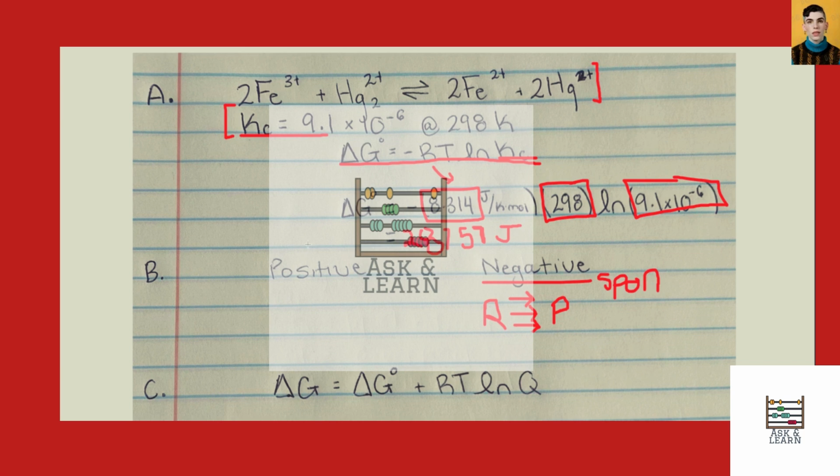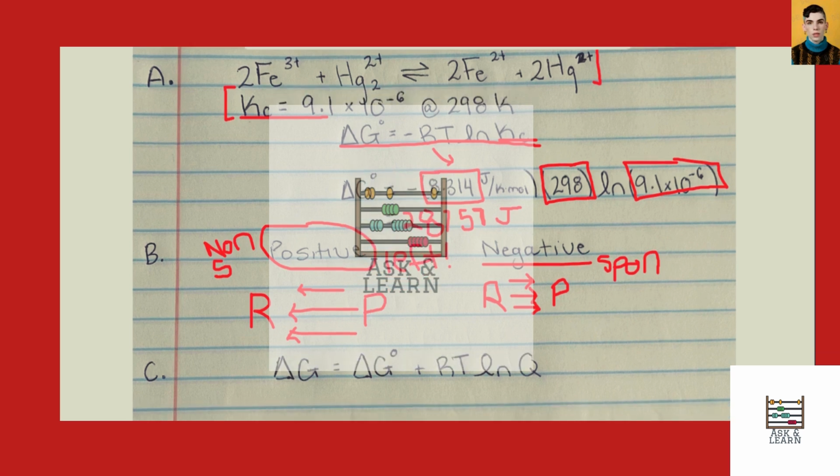However, if we have a positive delta G, it means it's non-spontaneous. I'm just going to put non-S, which means that if we have our reactants here and our products here, it's going to proceed to the left. So based on our delta G value, we can say that the reaction at this temperature with the standard state concentrations will proceed to the left. Let me just write that here, left. Great.